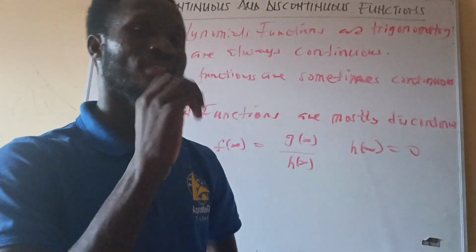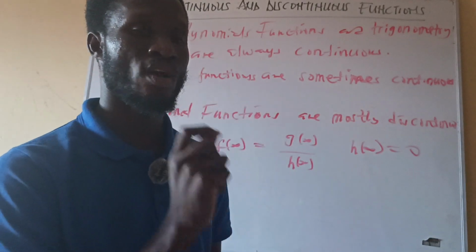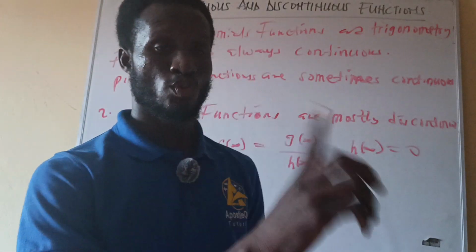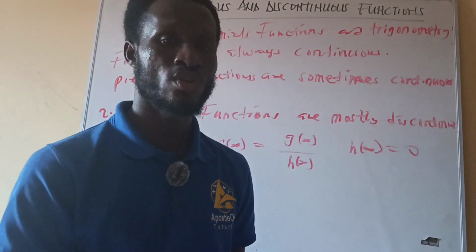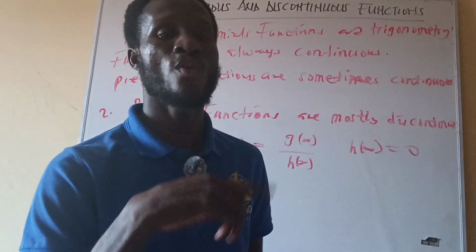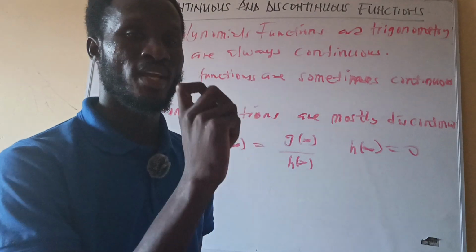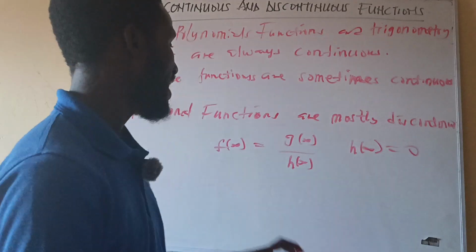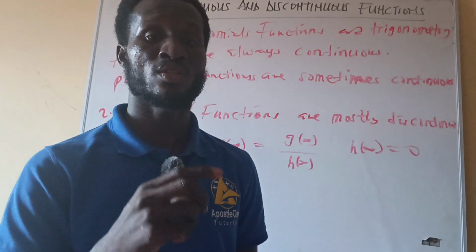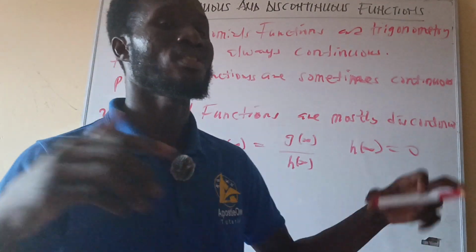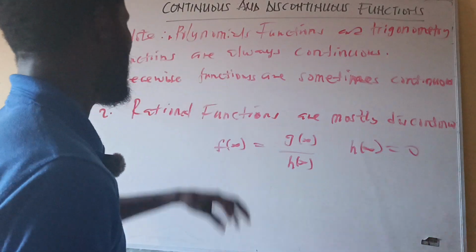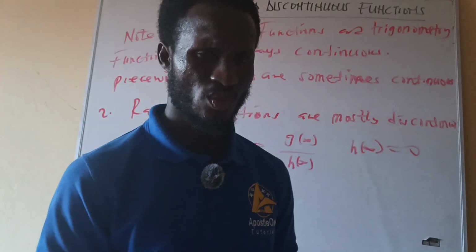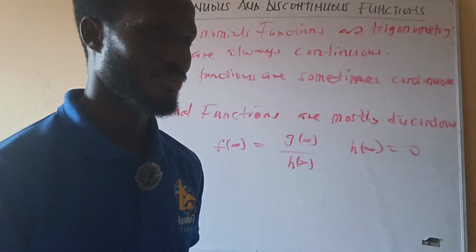So therefore, it is discontinuous at that particular point. When you have a rational function, it is not always discontinuous, but mostly discontinuous. It is discontinuous when we equate the denominator to be equal to 0. Whenever the denominator is equal to 0, then that particular thing becomes discontinuous. But when the denominator is not equal to 0, then it is going to be continuous. You get it? Follow me closely.